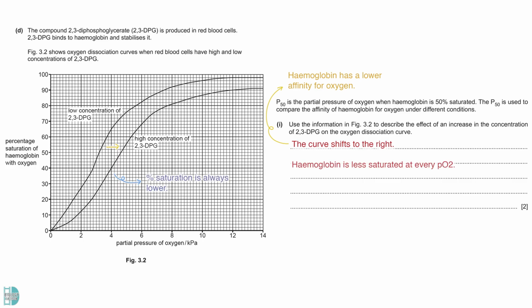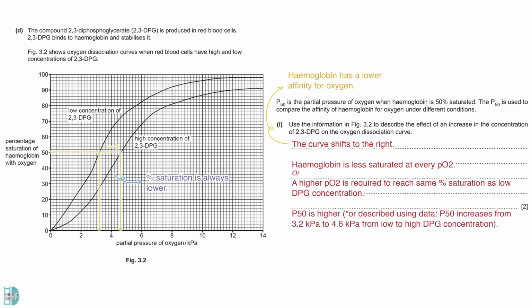We can tell by comparing the percentage saturation of the two conditions at the same partial pressure of oxygen. You can see that hemoglobin in this situation is less saturated at any given PO2. In other words, a higher PO2 is required to reach the same percentage saturation as the low DPG concentration condition. P50 is higher too. You can use the data in the graph to get this point.